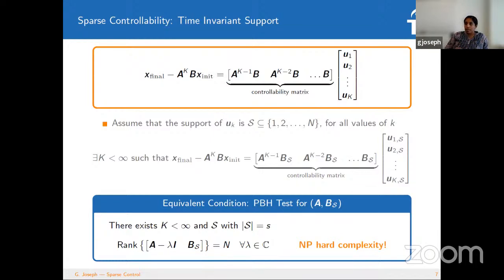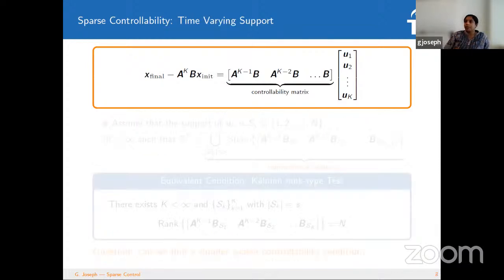But what is more interesting is, if you relax this assumption of time invariant support, and if you allow this support to change over time, then we have much more interesting results. We'll see that in a minute. So let's look at the sparse controllability, where the support can vary. So again, the problem remains the same.